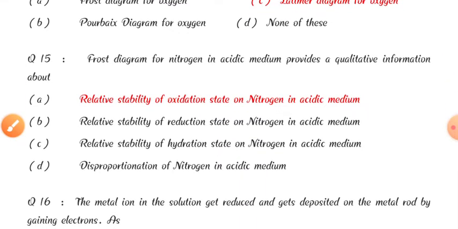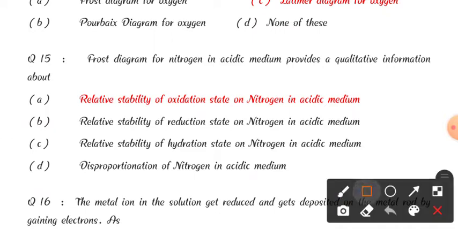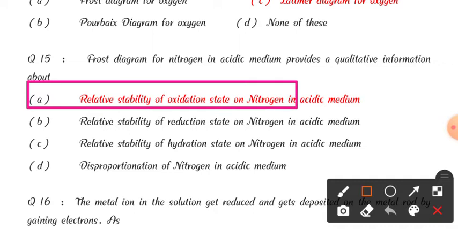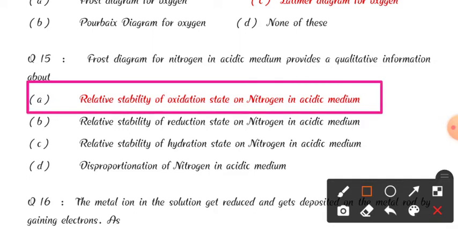Frost diagram for nitrogen in acidic medium provides qualitative information about what? Again, I will repeat question number 15. Frost diagram for nitrogen in acidic medium provides qualitative information about. Option number 1, the relative stability of oxidation states of nitrogen in acidic medium, is the correct answer. Okay, now we can jump to the next question, friends.